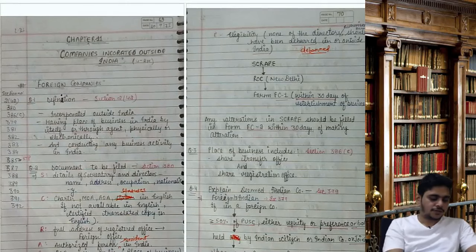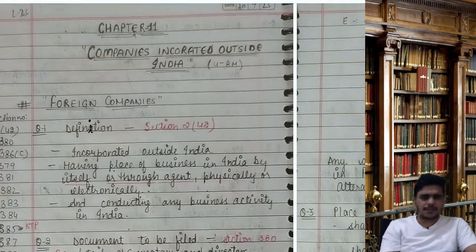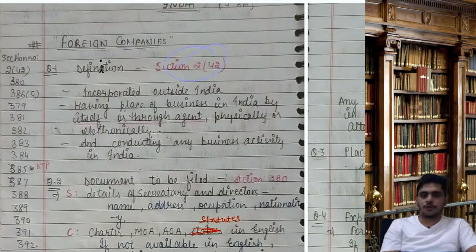Okay, so we start with the foreign company chapter. That's companies incorporated outside India, a new chapter. It will definitely be there in the exam, for the next 2-3 attempts ICAI would definitely be asking. So the first section is section 2(42).